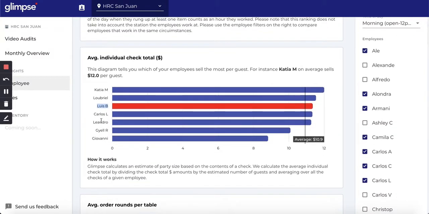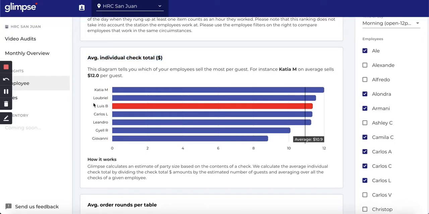Moving on to the next chart, we are calculating the average individual check total. And what this actually represents is the amount per customer, the amount of dollars that is basically being collected per guest. In this case, we see that Katya is at the top with $12 per guest spent, and Giovanni at the very bottom with about $8.83 per guest, and Luis somewhere in the middle around the average.